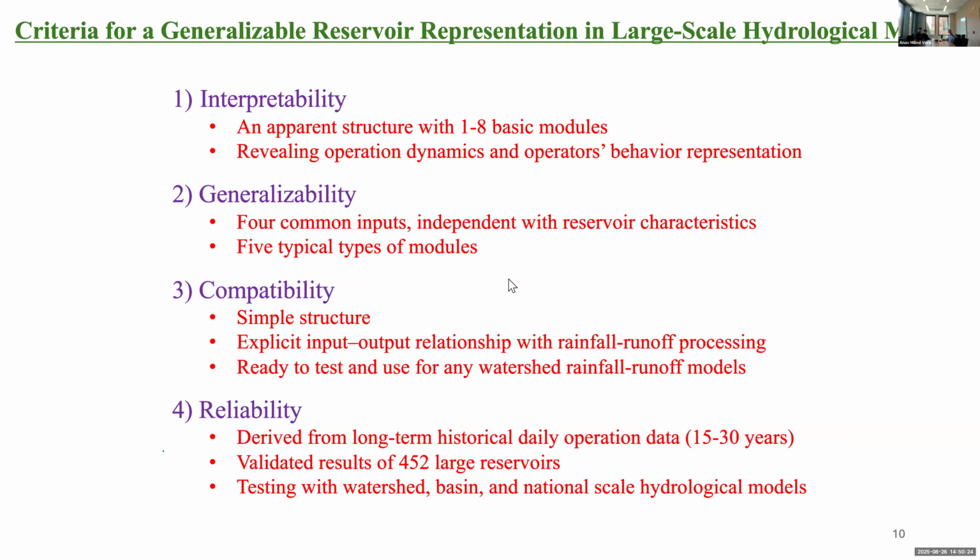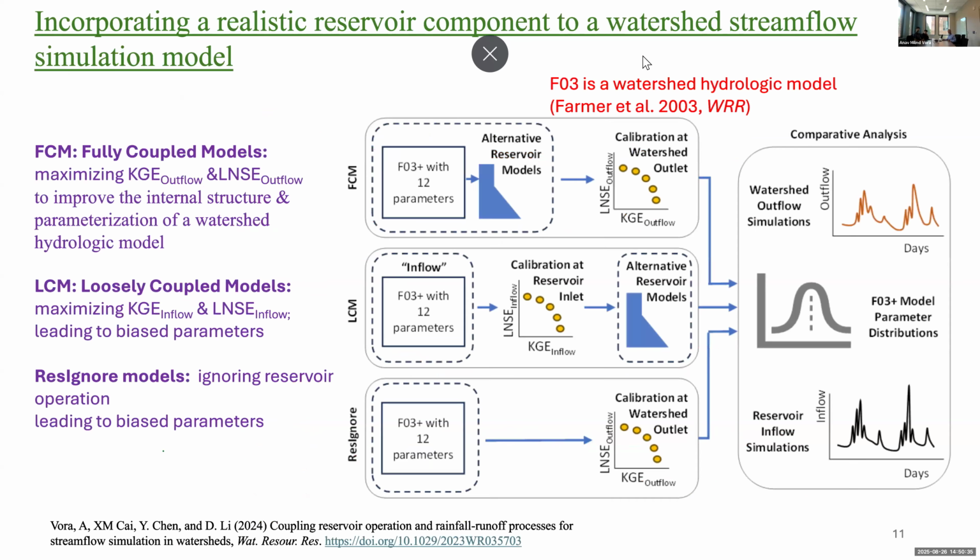Okay. So in general, we think this generalizable reservoir code can be evaluated from these 4 aspects. Now let me show you our results by coupling GDROM with watershed models, basin models, and national models. And I will argue how our model improves the performance.